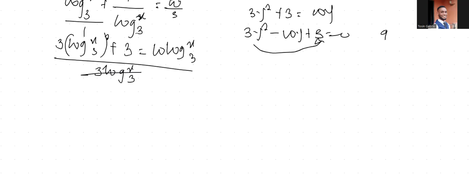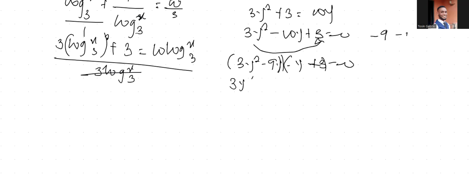Those numbers are minus 9 and minus 1. So we have 3y squared minus 9y minus y plus 3 equals 0. Then we can put it in brackets like this. So it's going to be 3y into y minus 3, and then minus 1 into y minus 3, which is equal to 0.